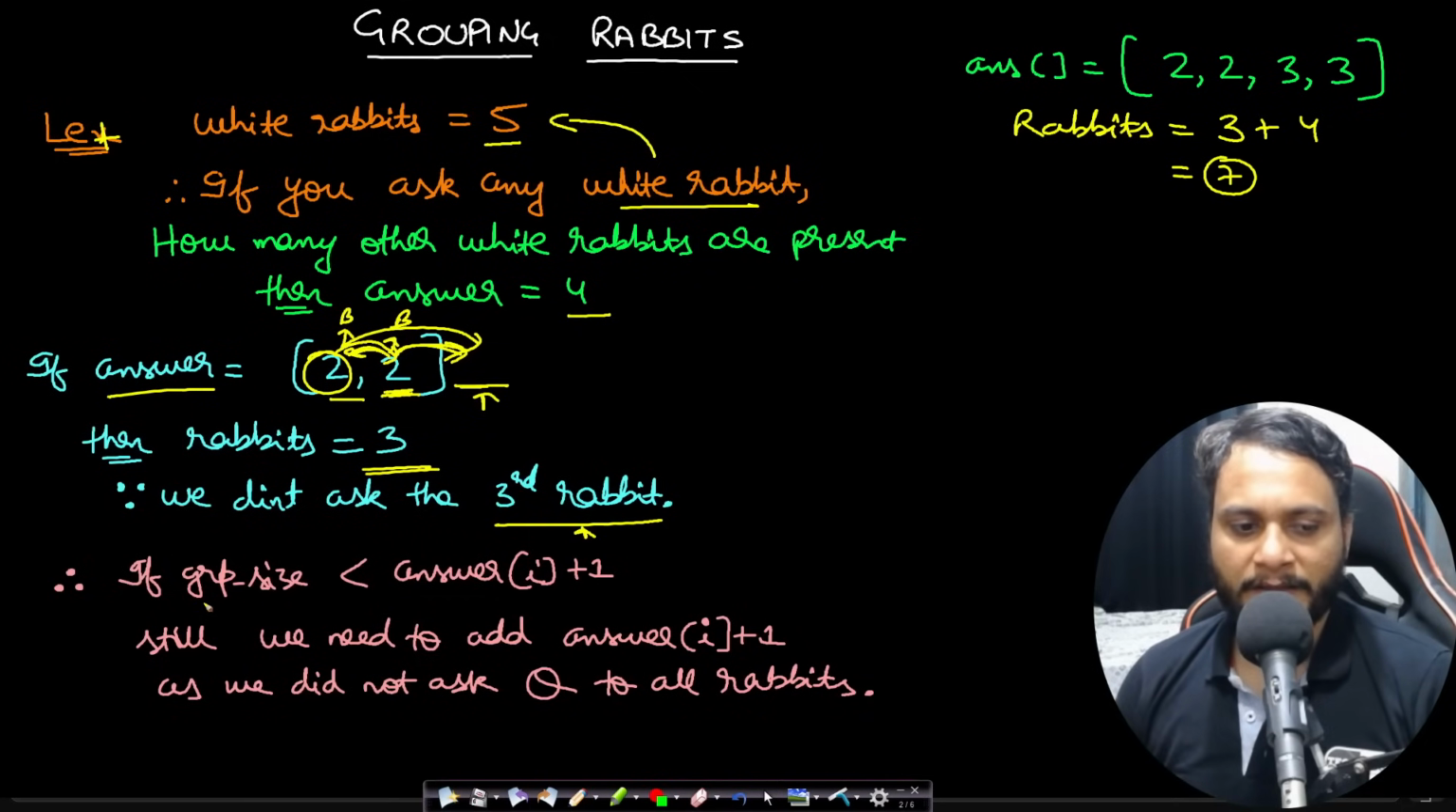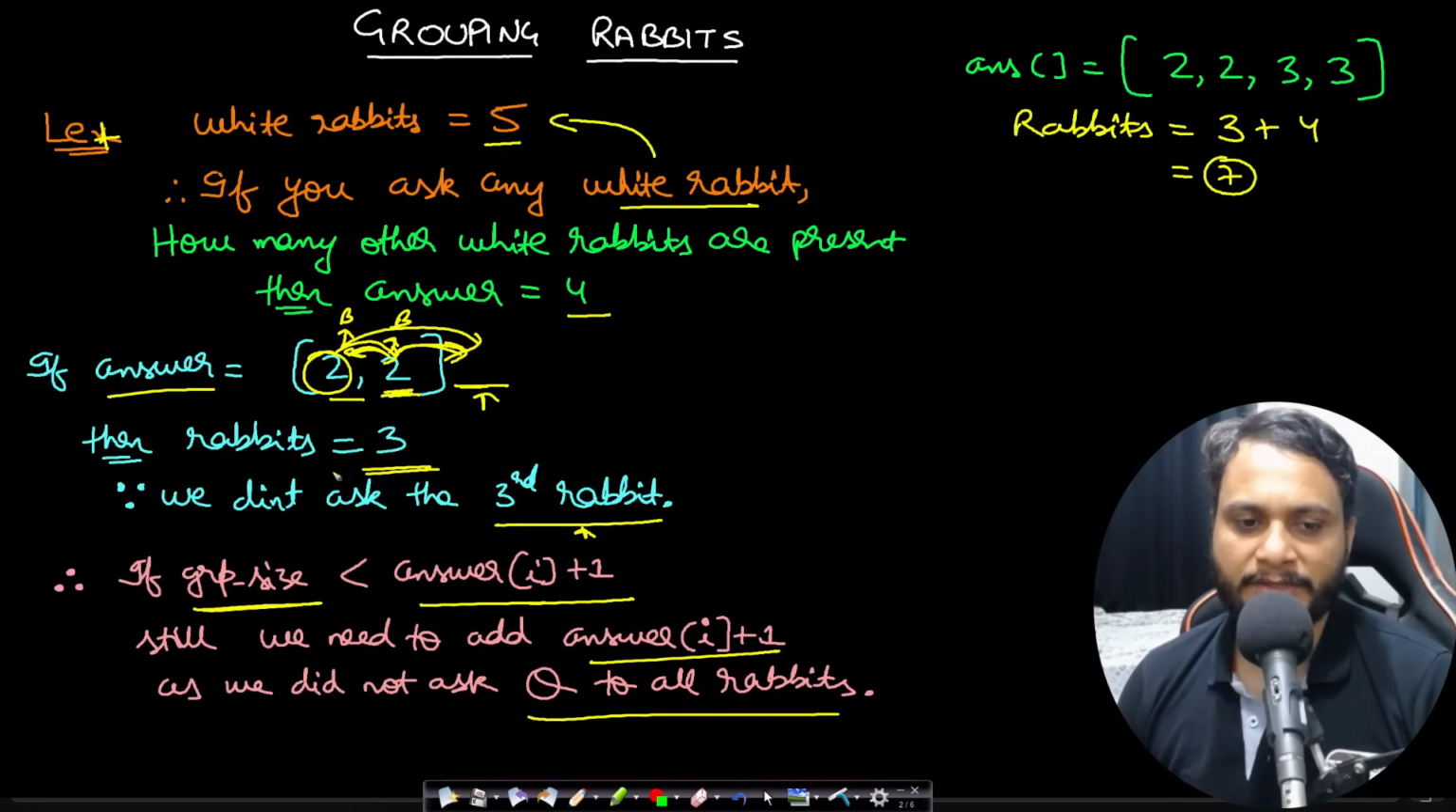Okay, therefore if we find that the group size is less than answer at I + 1, then we need to still add answer at I + 1, as we did not ask the question to all the rabbits in the group. Because in this example, if we have 2, 2, then you know that if the first rabbit is saying there are two other rabbits with the same color, then definitely this belongs to a group where the group size is 3. That is for sure.